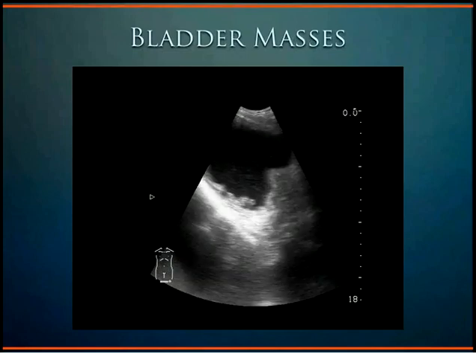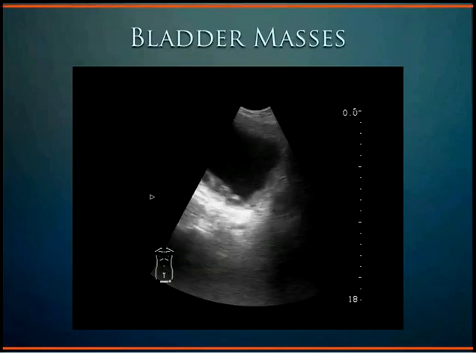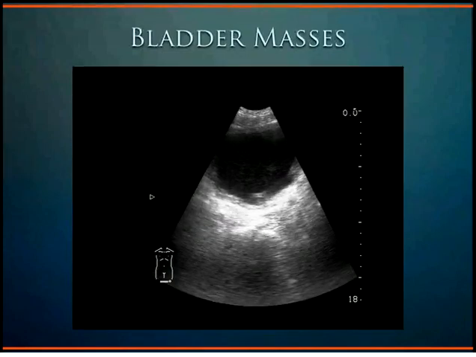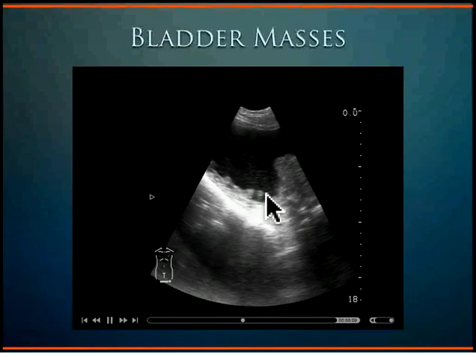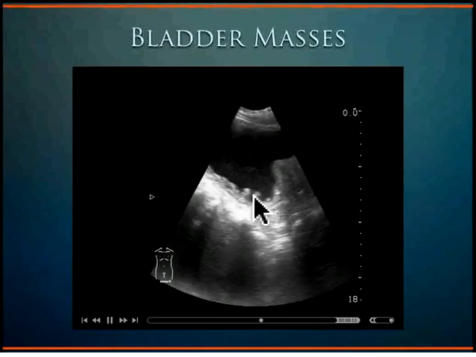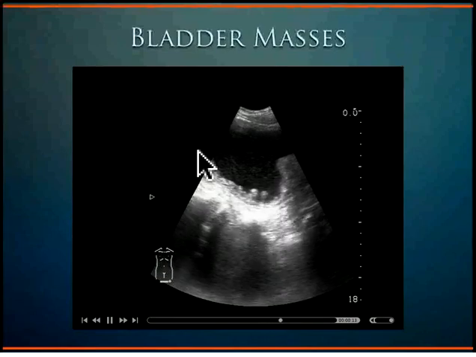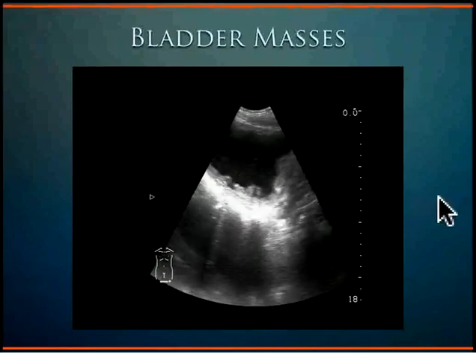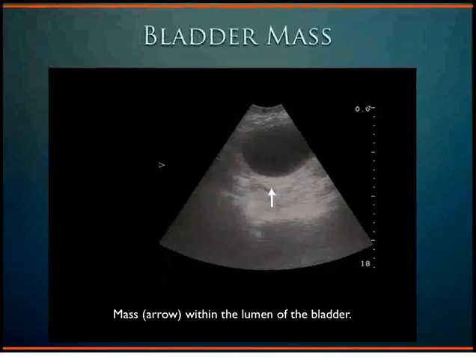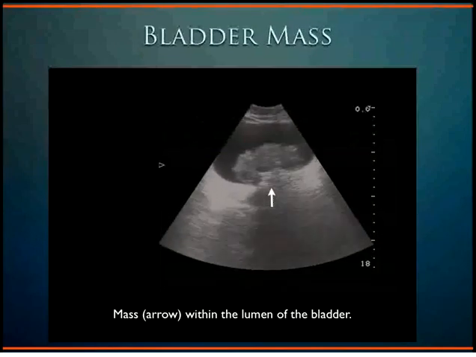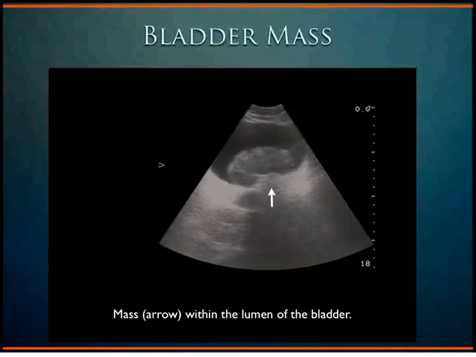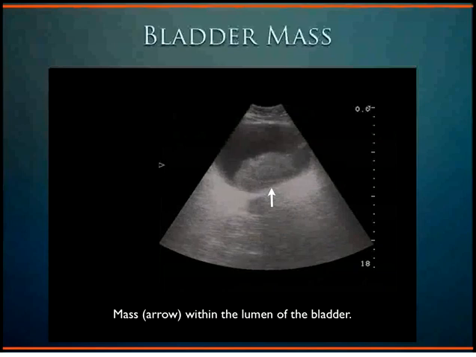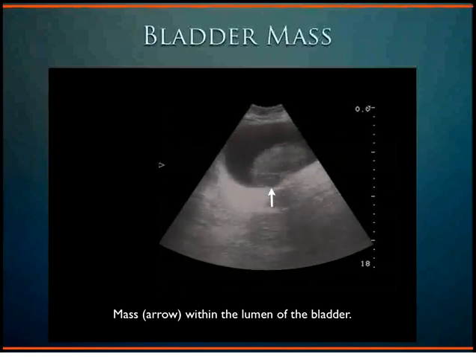Now, this is a 68-year-old female with a history of urgency who had a negative urinalysis. And we can see here along the posterior area of her bladder, there are multiple tumors, masses seen back here, which turned out to be bladder tumors. Here's another example. This is a 72-year-old gentleman who had urinary retention and who had this post-void residual ultrasound. If you look closely there, you can see that mass shown by the arrow within the lumen of his bladder.